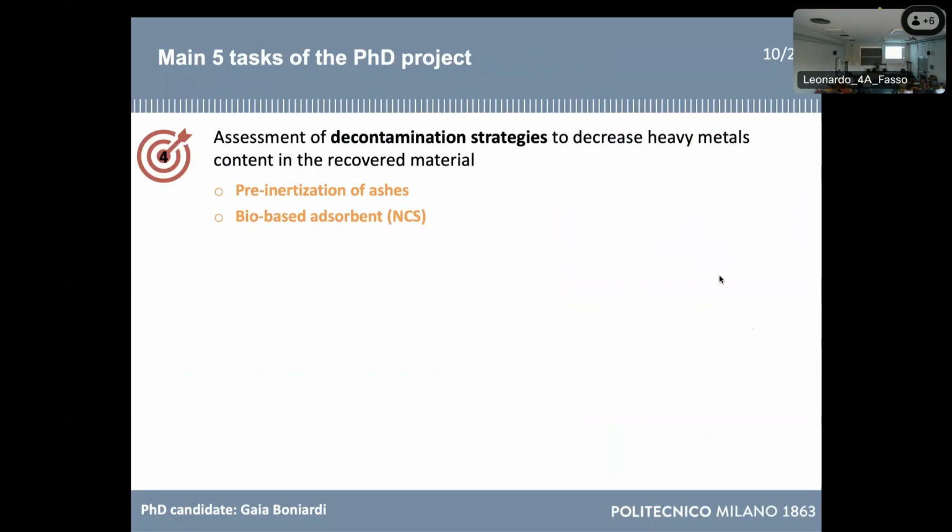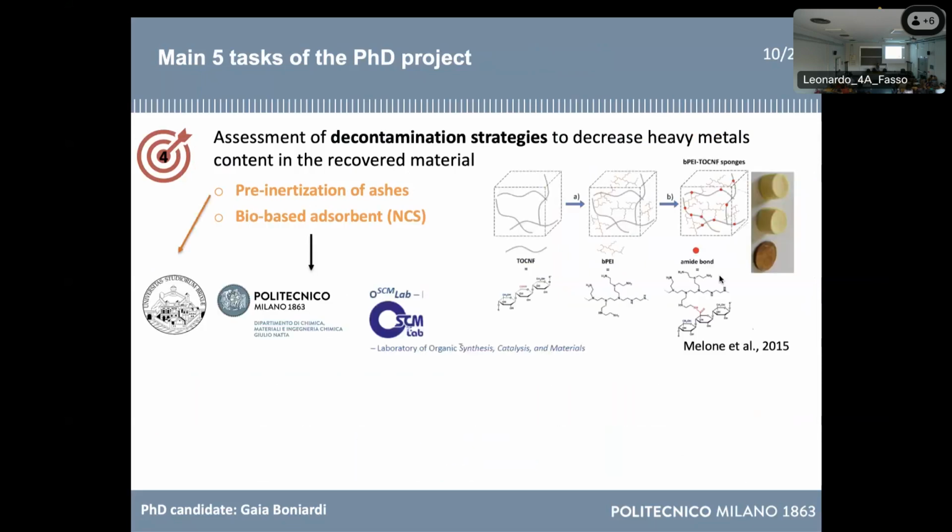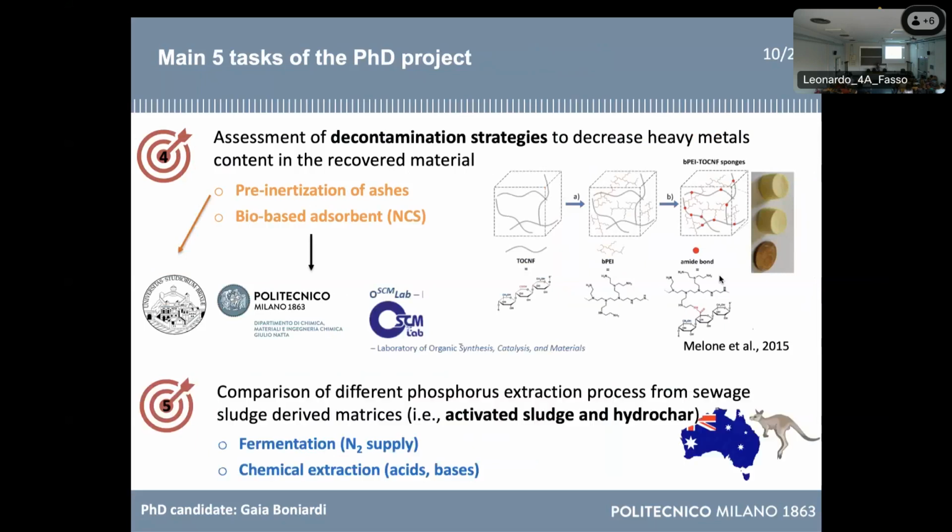And the second strategy was that we used the nanocellulose sponges developed by the Department of Chemical Engineering to decontaminate, to reduce the heavy metals in the leachate, so after the first phase, which is the extraction. We use these nanostructured cellulose materials.